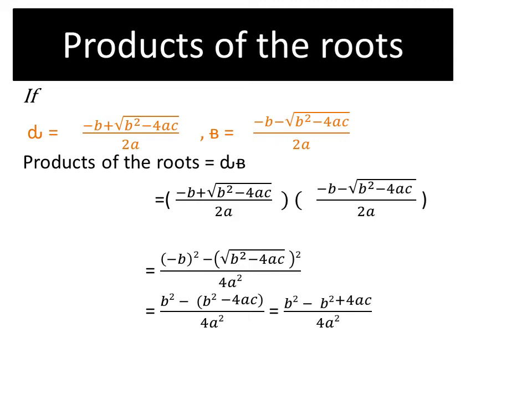Here b square is cancelled with b square, so we are left with the terms 4ac over 4 into a square. Here 4a is cancelled with 4a, so we can write the remaining terms, which are c over a, which is the product of the two roots. We can also write it as alpha beta equal to c over a.